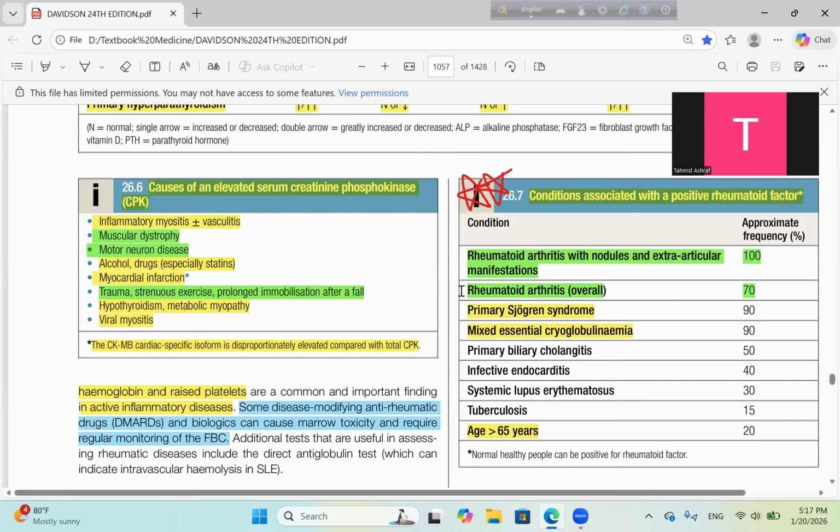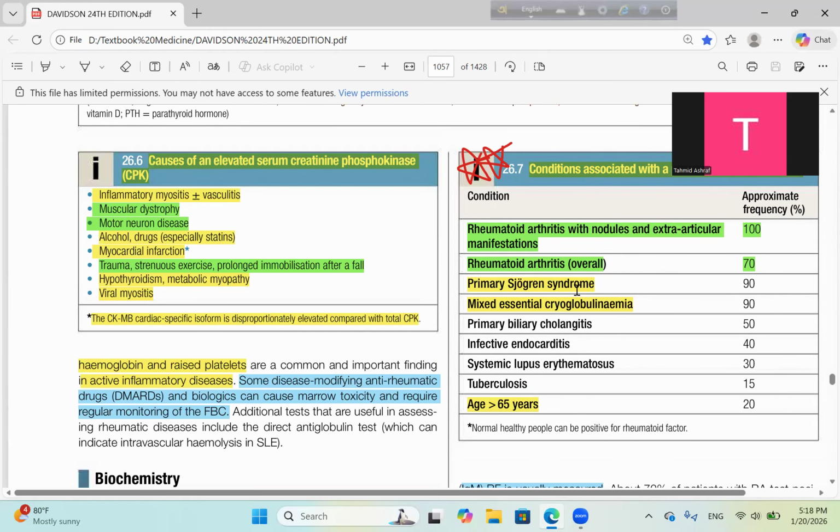In overall rheumatoid arthritis cases, rheumatoid factor is found positive in only 70% of cases. In the remaining 30% of cases, rheumatoid factor will be false negative. Then primary Sjogren syndrome: in these patients we also find rheumatoid factor positive in most cases, 90%. Mixed essential cryoglobulinemia is another condition where rheumatoid factor is positive in 90% of cases.